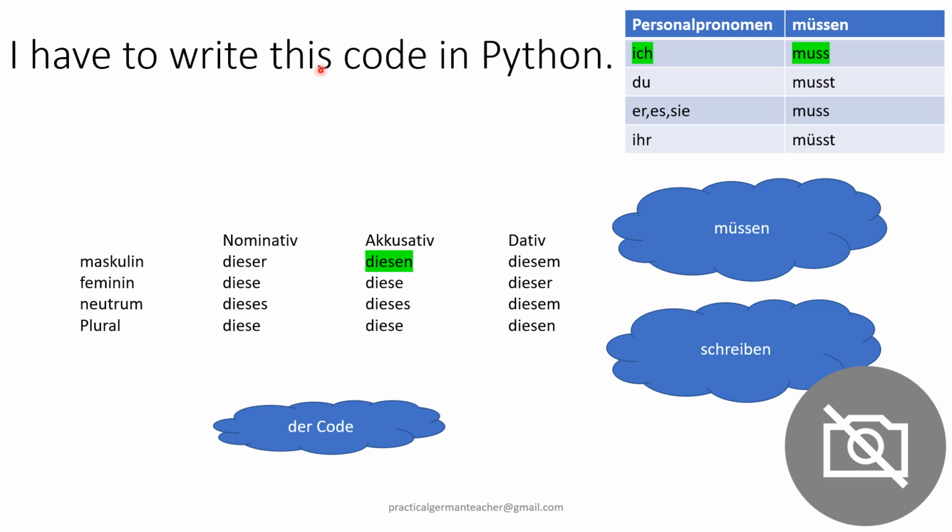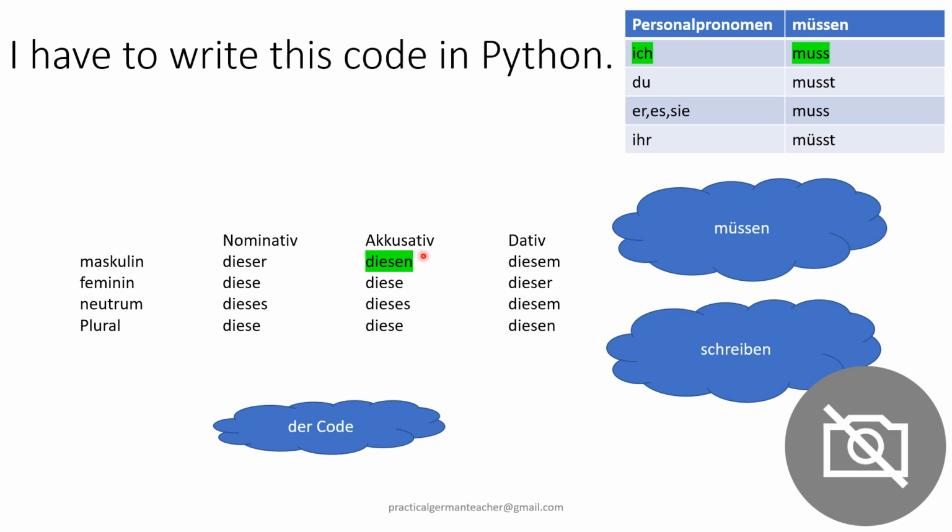And here, this you learned. So I have to write, you're not saying I have to write the code, a code, your code, my code. You're saying I have to write this code in Python. Okay, so here you have to use the German word "these", but again, you have to use it according to which case it's being used.